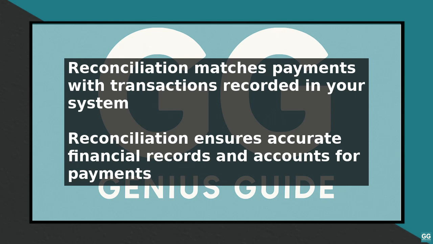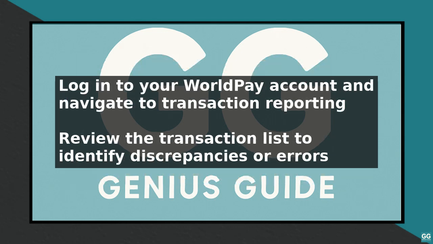First, log into your WorldPay account and navigate to the Transaction Reporting section. Here, you can view a list of all transactions processed through your hosted payment page, including payments, refunds, and declined transactions. Next, review the transaction list to identify any discrepancies or errors. Check for transactions that are missing or have incorrect amounts, and verify that all payments are correctly matched with the corresponding orders or invoices in your system.